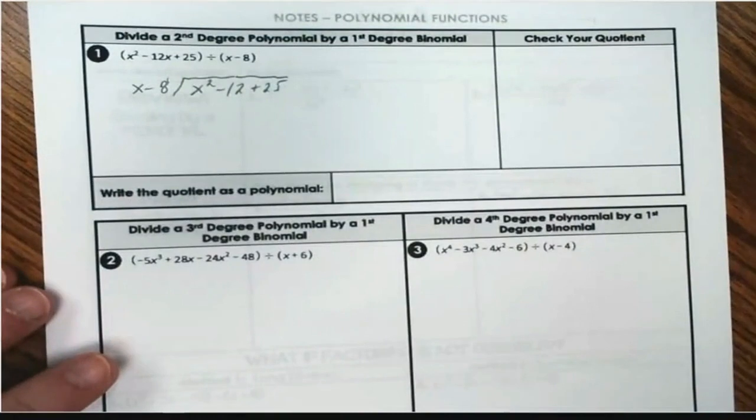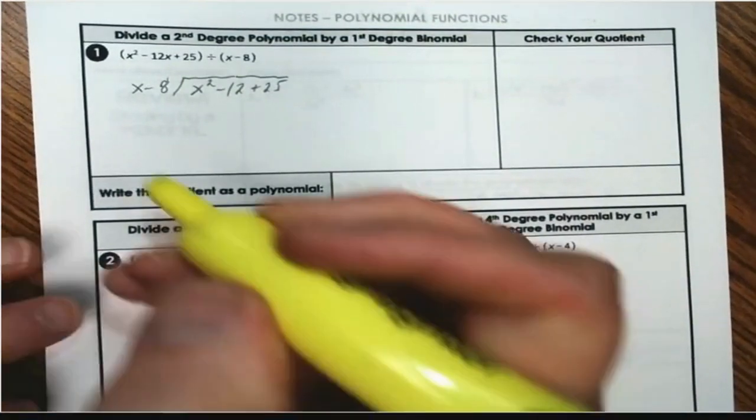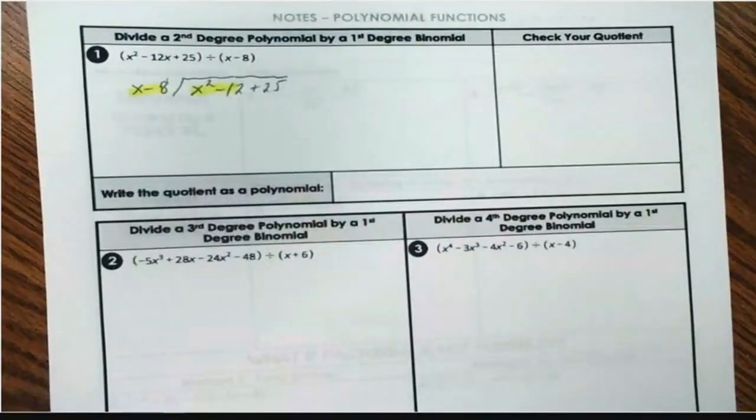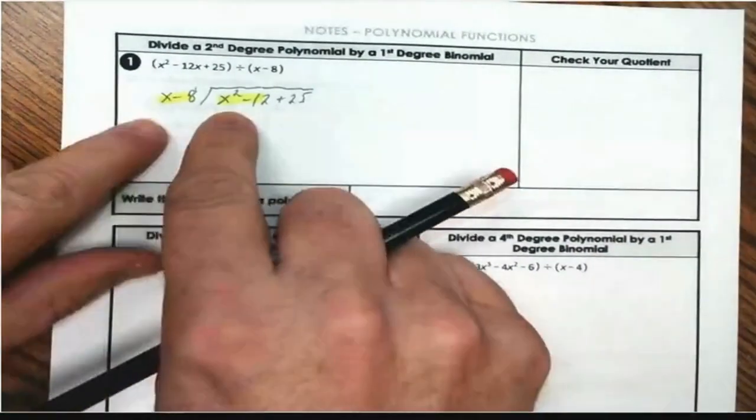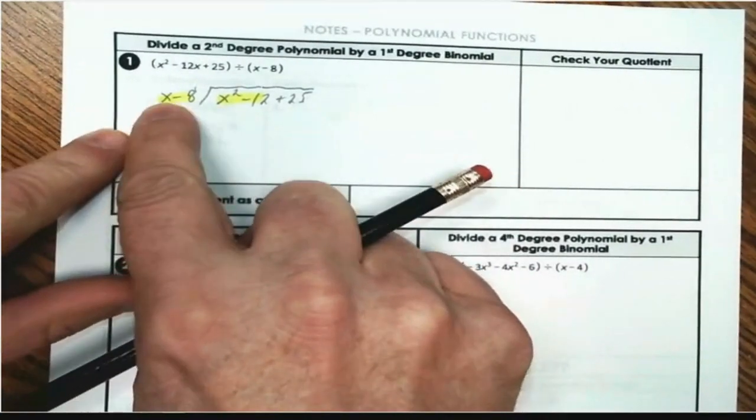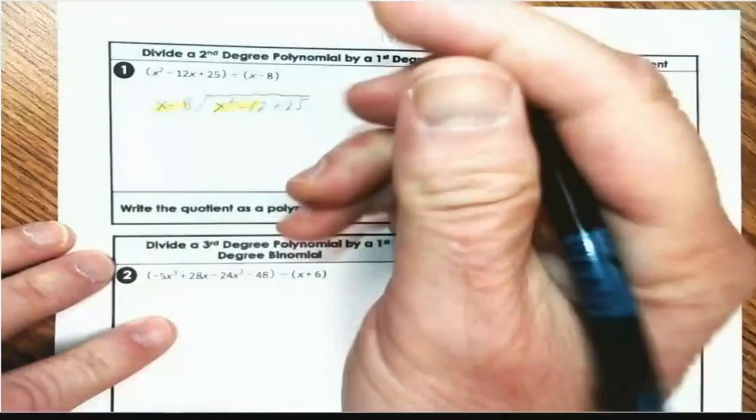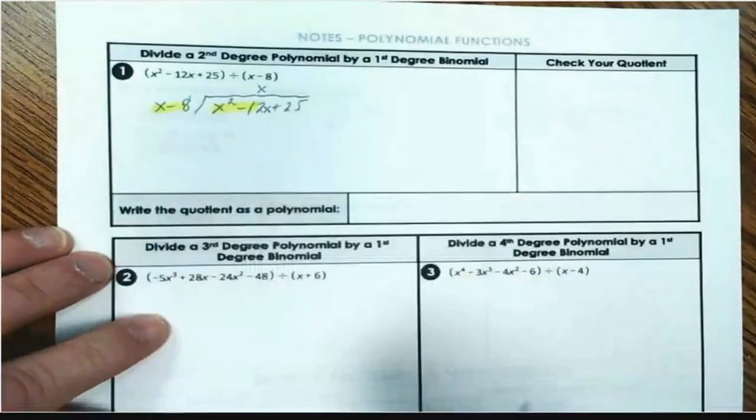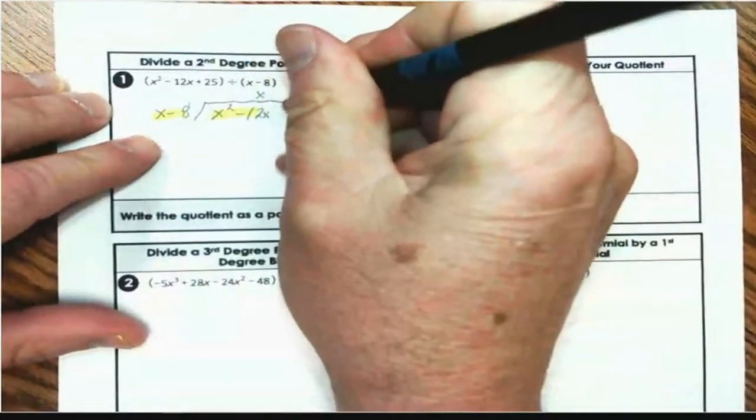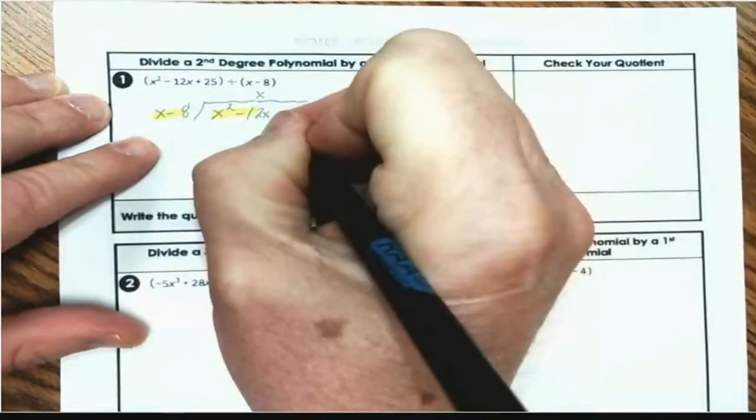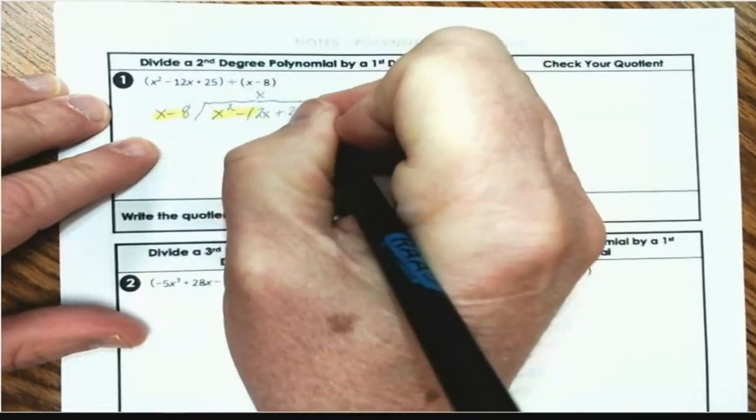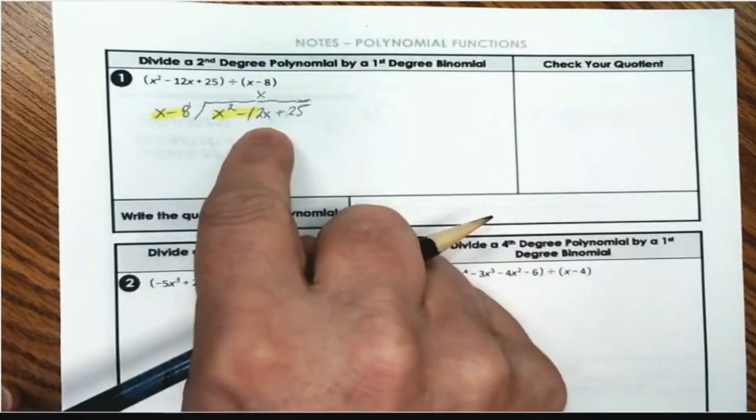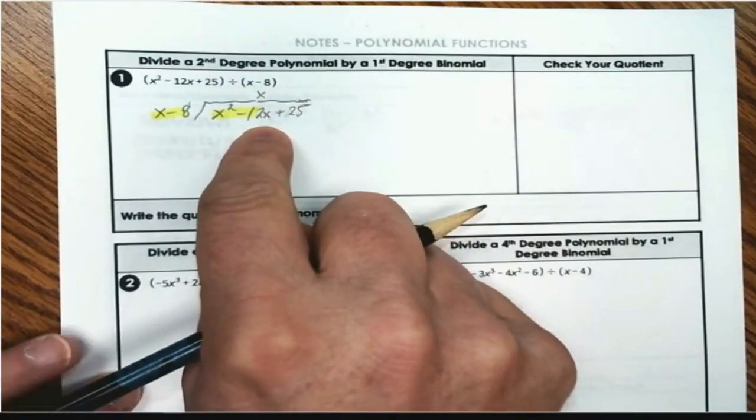So with a binomial, x minus 8, we're going to look at the first two terms there. And we're going to look at the first term. How many times does x go into x squared? Well, it goes x amount of times. Oh, I'm sorry. This is a 12x. Almost forgot that x after that. Plus 25. So we line up the x over the x underneath in the divisor, in the dividend.